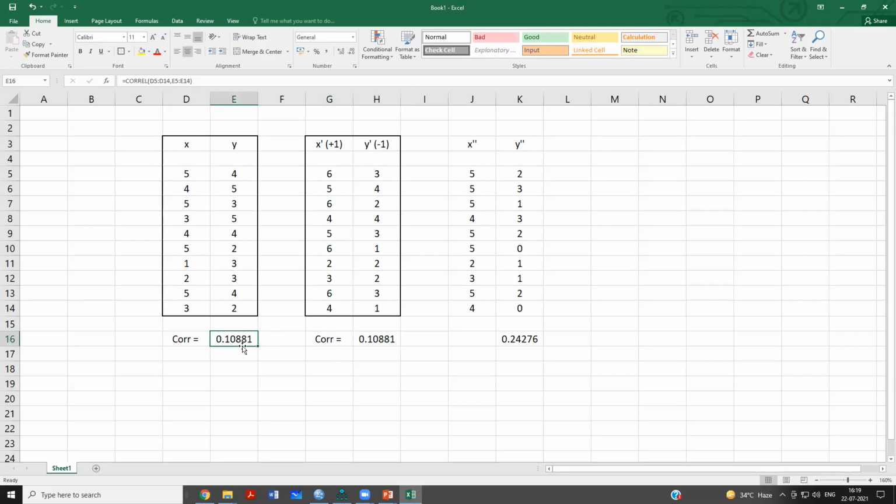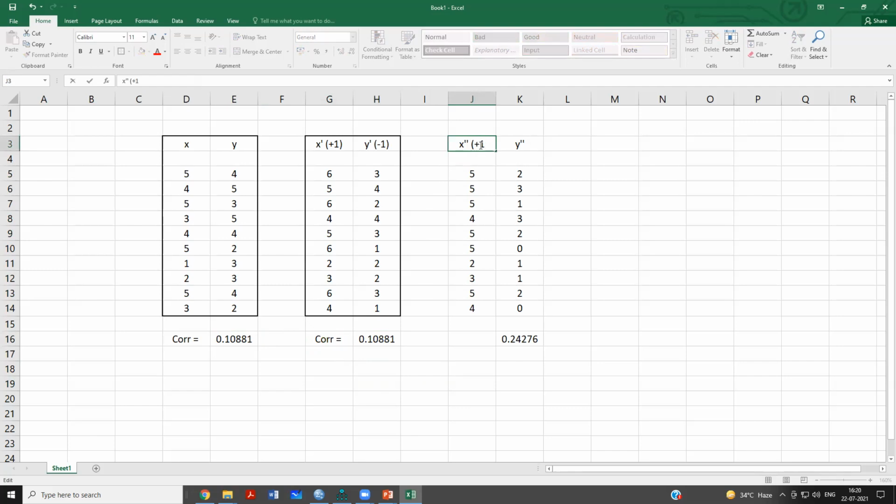So this was 0.10881. This is also 0.10881. So there is no impact on the correlation between these two series. Now let us look at another one.